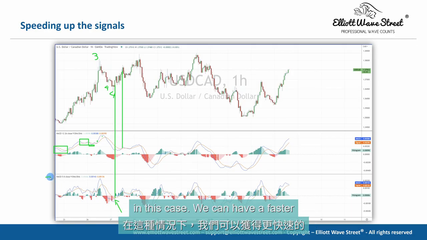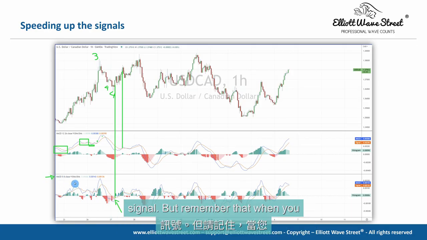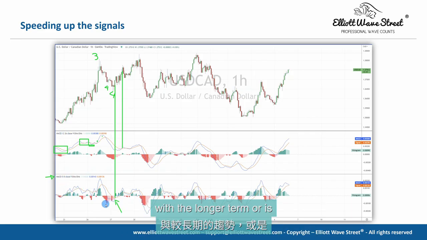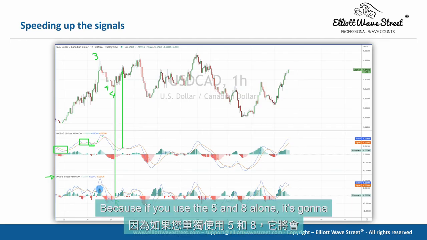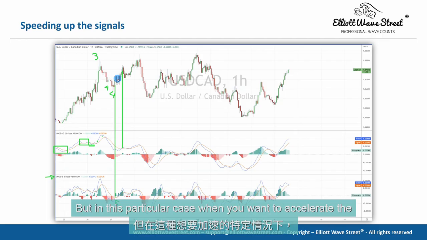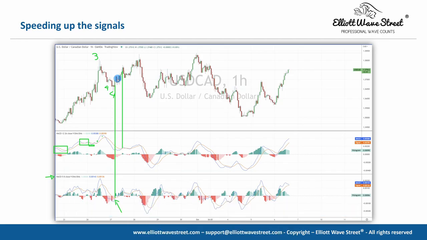But remember that when you are using a faster MACD, you should use it combined with the longer term or slower MACD. Because if you use the 5 and 8 alone, it's going to show so much noise that you're going to have a lot of bad trades. But in this particular case, when you want to accelerate the entry, you can use it. And it's going to help you a lot.